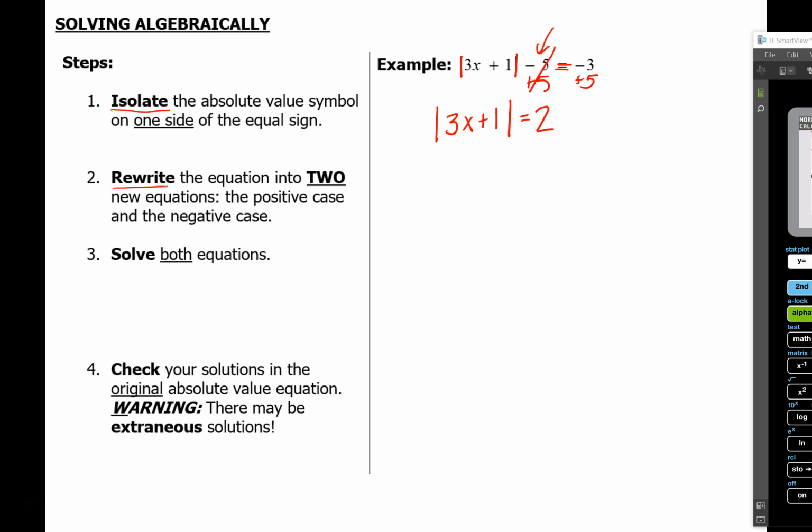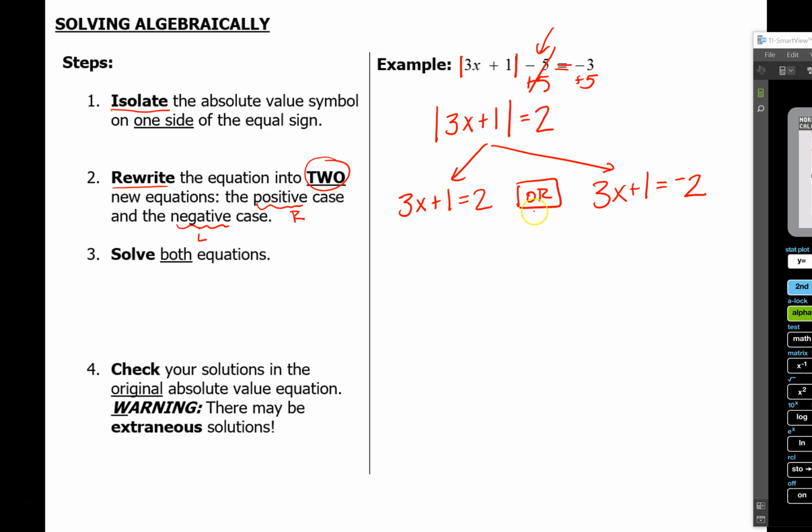I'm going to rewrite the equation as 2 equations, a positive version and a negative version. That's the whole distance piece where we're moving to the right a certain number of units and to the left a certain number of units. So I'm going to split this into 2. I'm just going to say 3x plus 1 is equal to 2. And then I'm also going to say the other option is 3x plus 1 is equal to -2. And that's where we're moving to the left on the number line. Either of these, one or the other, will be our solution.